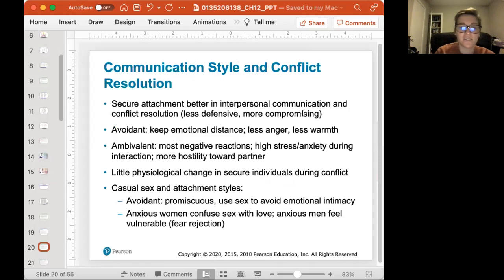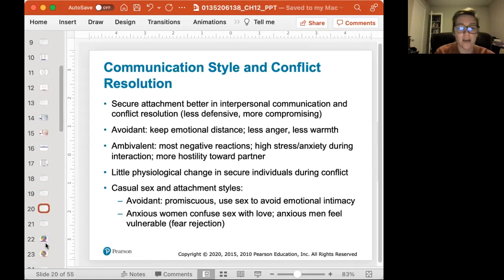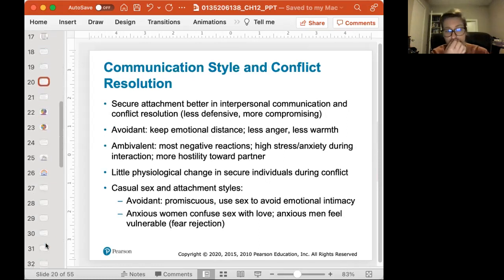So communication styles and conflict resolution. So secure attachment is better in interpersonal communication and conflict resolution. They're less defensive and they're more compromising. Avoidant styles keep their emotional distance, have less anger and less warmth. Ambivalent, they have more negative reactions in that communication style. There's high stress and anxiety during interactions and more hostility towards the partner. There is little physiological change in secure individuals during conflict.